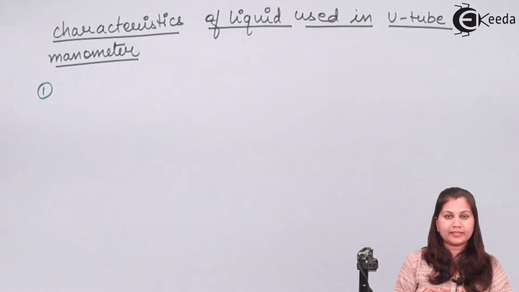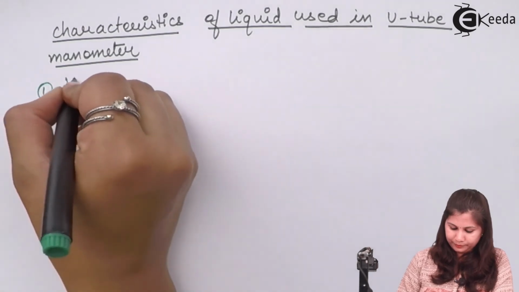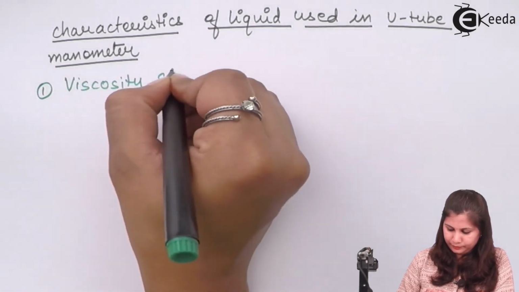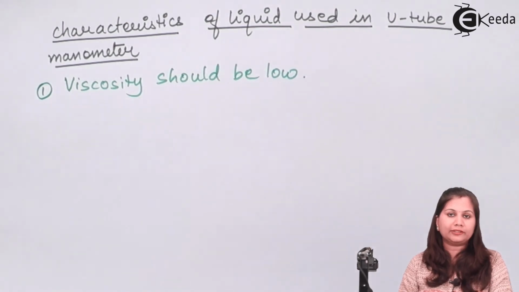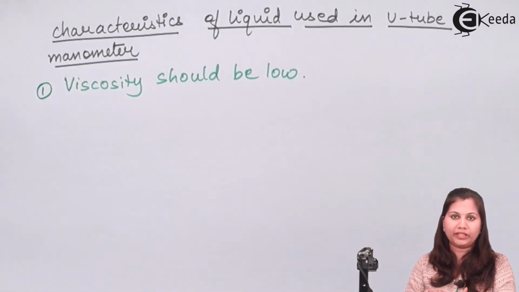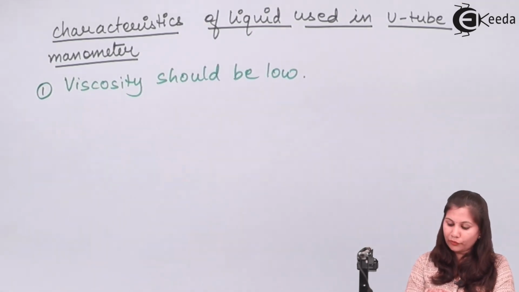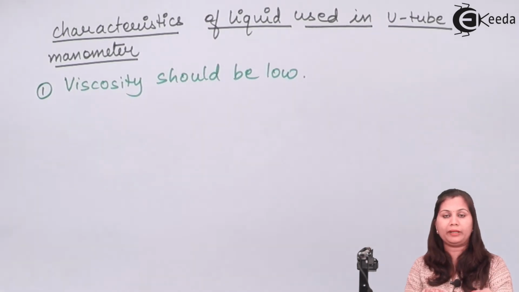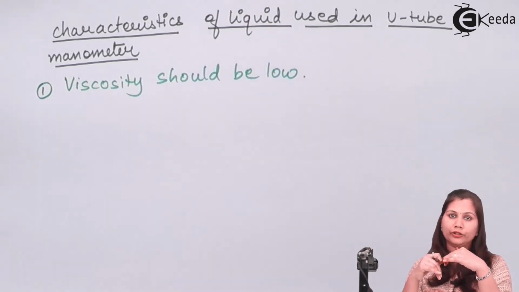The first characteristic is that its viscosity should be low. Low viscosity means that the fluid flows easily. A highly viscous fluid is very difficult to move, so viscosity should be low, so when pressure is applied, it can be easily displaced in the U-tube.